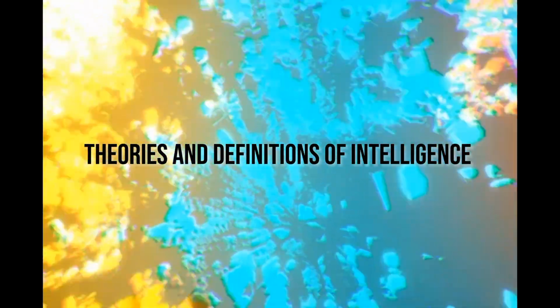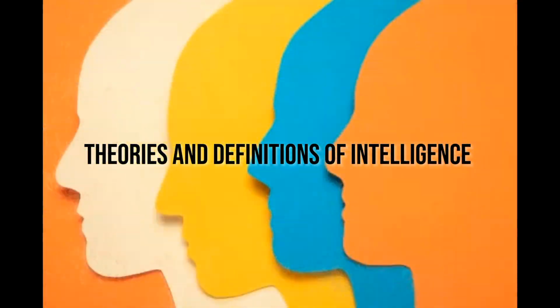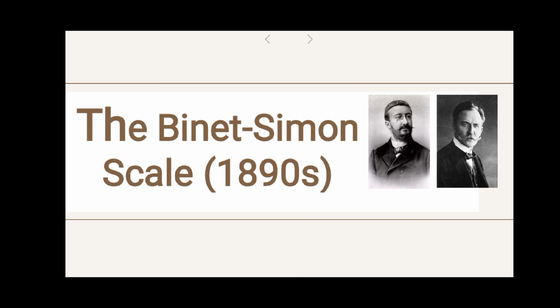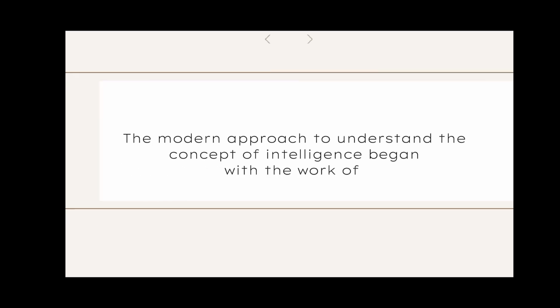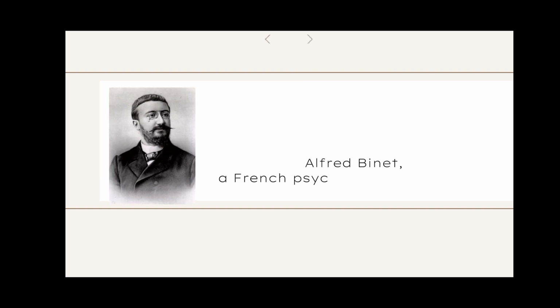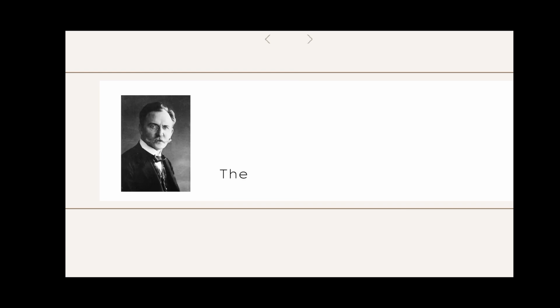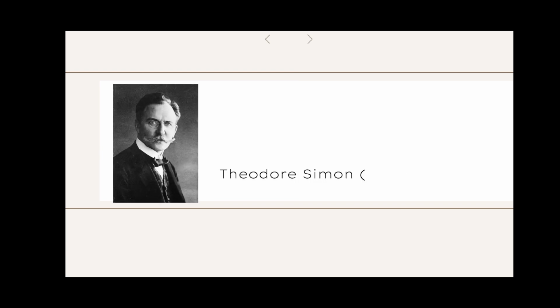Theories and definitions of intelligence. The Binet-Simon scale in the 1800s. The modern approach to understanding the concept of intelligence began with the work of Alfred Binet, a French psychologist from 1857 to 1911, and his colleague Theodore Simon from 1873 to 1961.